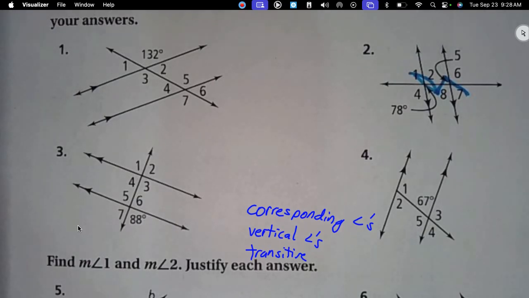So, let's look at number 1. It says identify all the angles. What is every single angle up there? Angle 1, 2, 3, 4, 5, 6, and 7. I have to know all of them. Just given one number, the easiest one, what's angle 3? 132. I'm going to cover that up. 132. Do y'all know what angle 5 is? 132. And what's angle 7? I would just go through and write all of those first.